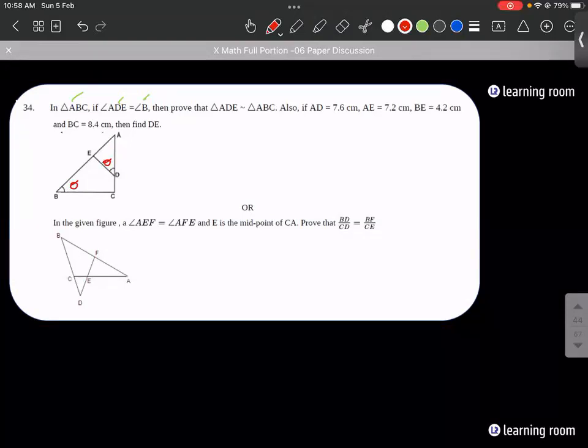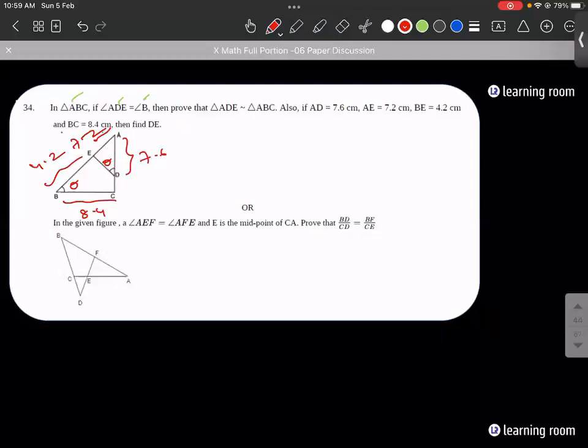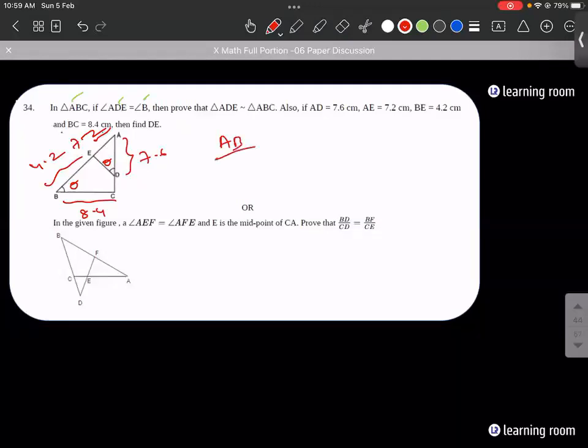AD is 7.6. AE is 7.2. BE is 4.2. BC is 8.4. Then find DE. How to do this? I got DE as 5.6. How? I want the logic. AB by AD is equal to BC by DE.